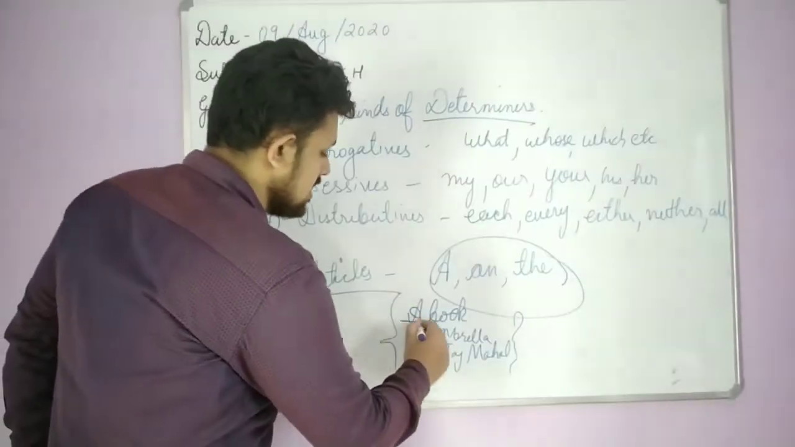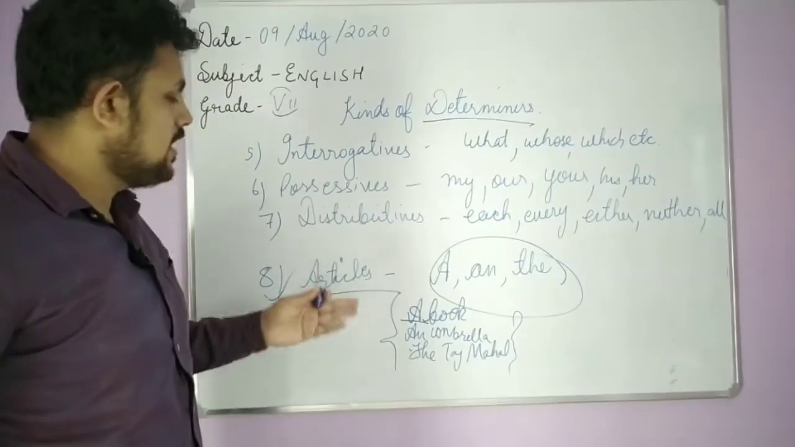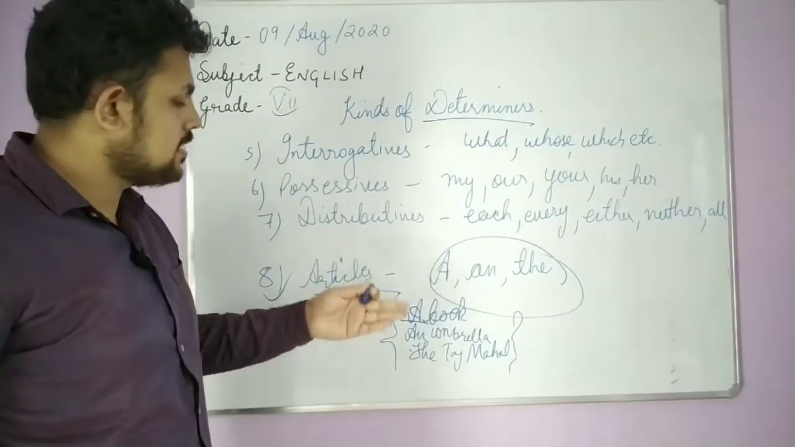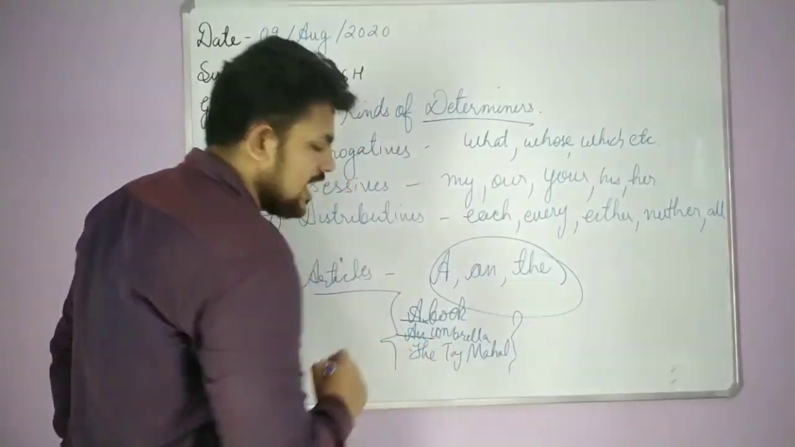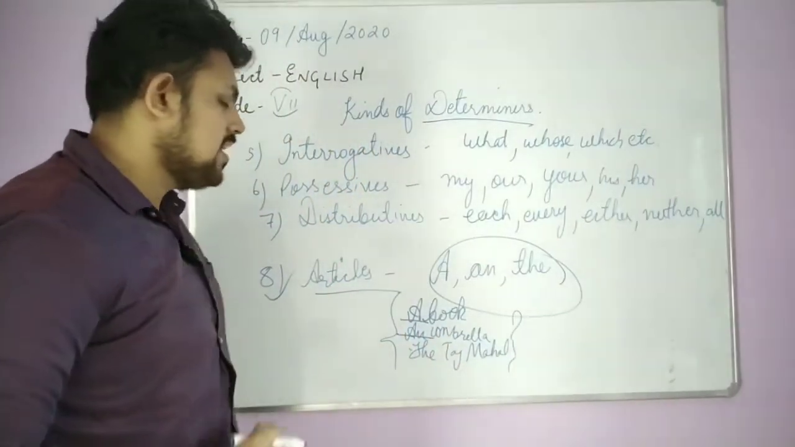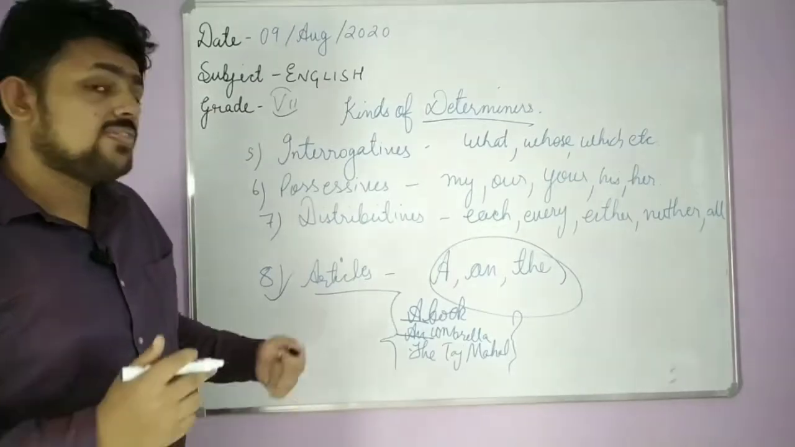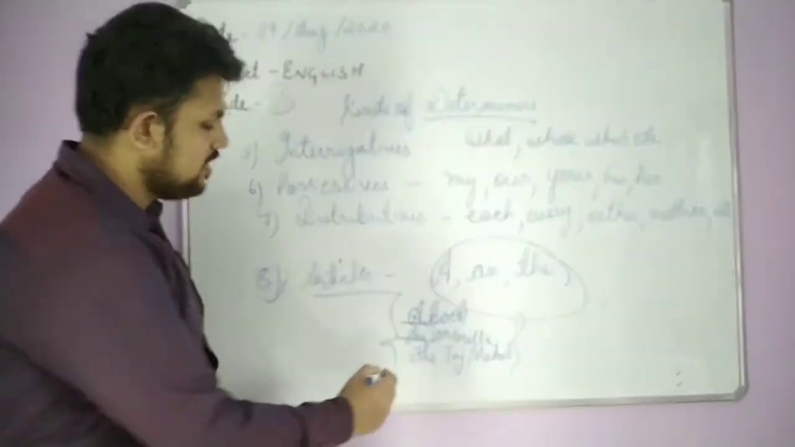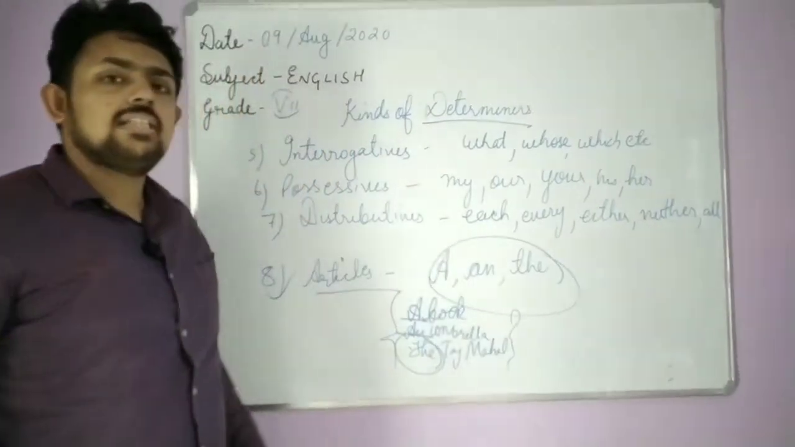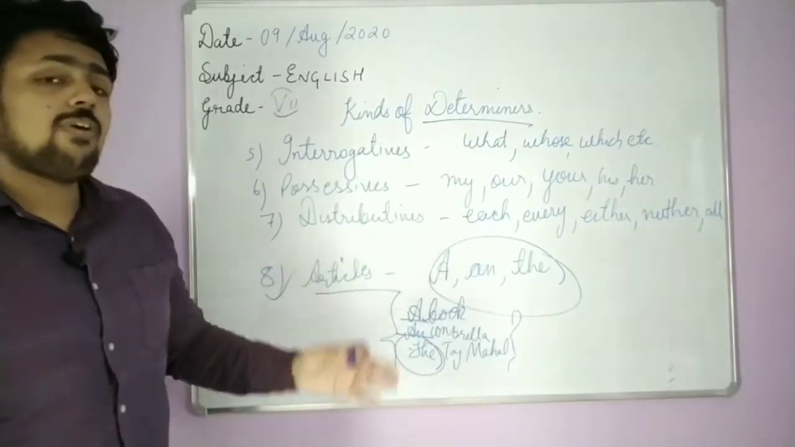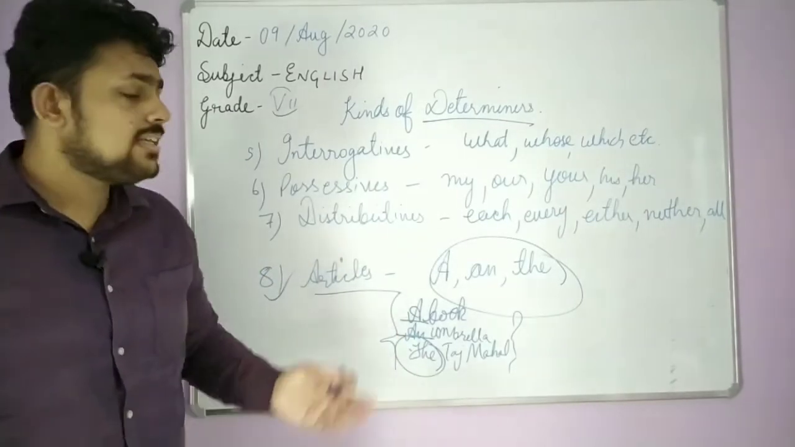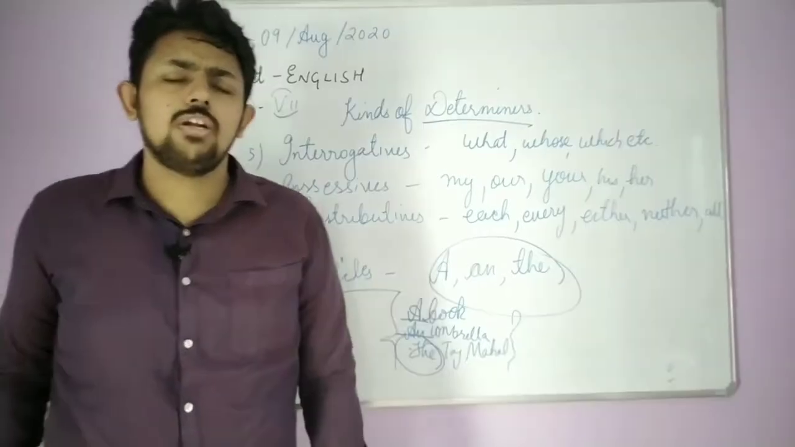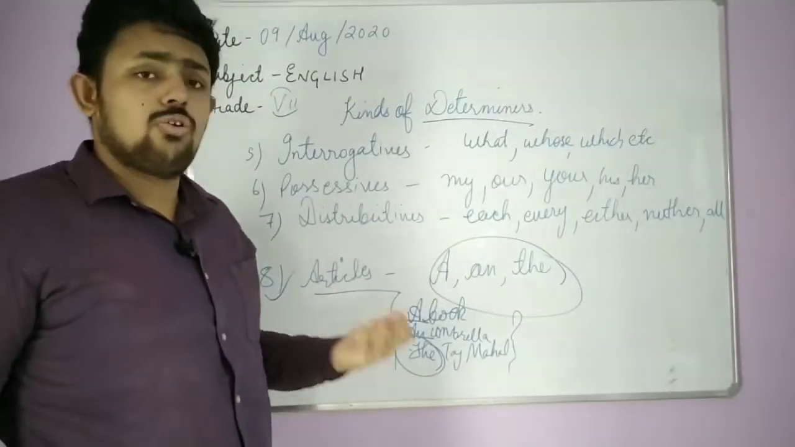A book. He has a book. So it is used as a determiner. An umbrella. She has got an umbrella. We are going to visit the Taj Mahal. So these are working as determiners. These are defining or identifying the nouns. This is the work of determiners, to identify or to define the noun.